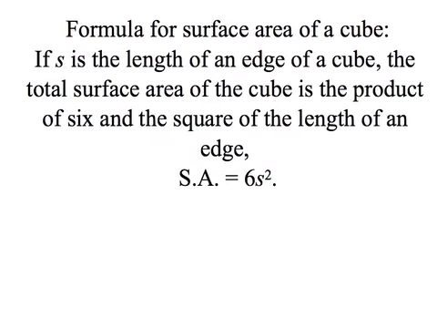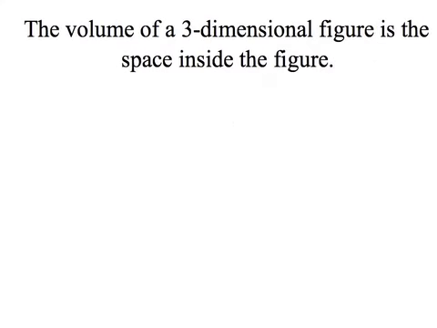Formula for the surface area of a cube then: if S is the length of an edge of a cube, the total surface area of the cube is the product of 6 and the square of the length of an edge. So we say that the surface area is equal to 6 S squared.